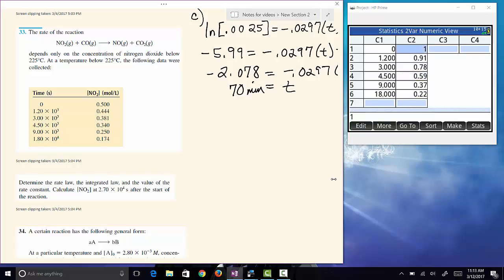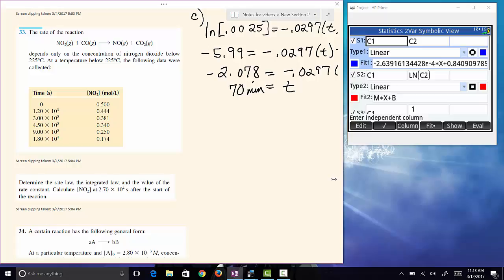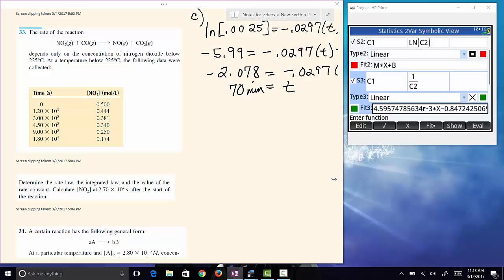Okay, and so 0.5, 0.444, 0.381, 0.34, 0.25, 0.174. And so again, we're going to go back, make sure I didn't mess anything up with my symbolic. Okay, that all looks good.